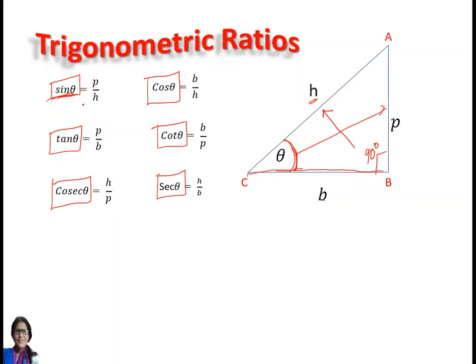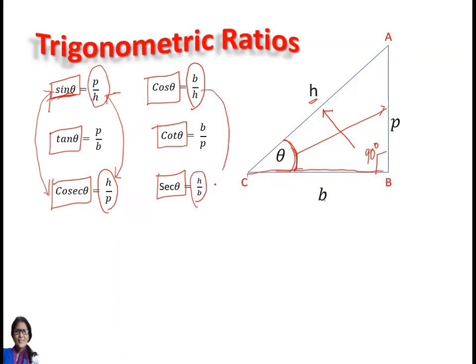Next, we'll make some relations among them. Can you find a relation? You see, sin theta is P by H, cosec theta is H by P. So are they related? Yes, one is the reciprocal of the other. So sin theta and cosec theta are reciprocal to each other. In the same way, see cos theta and sec theta. One is B by H, one is H by B. So I can make a relation.